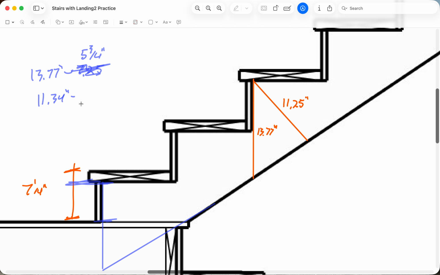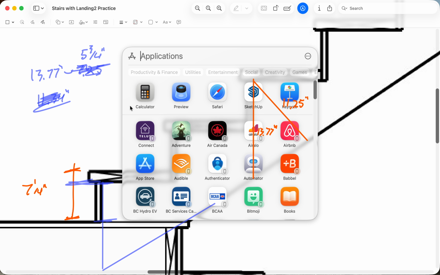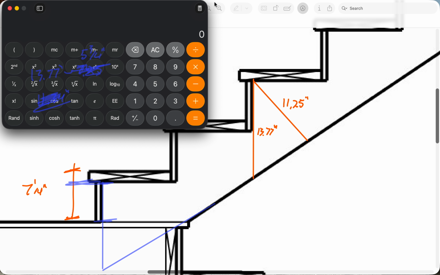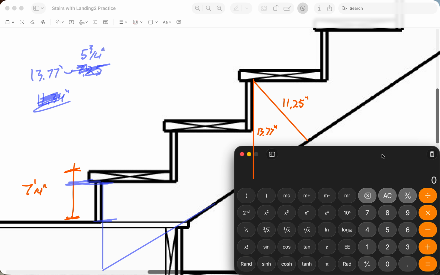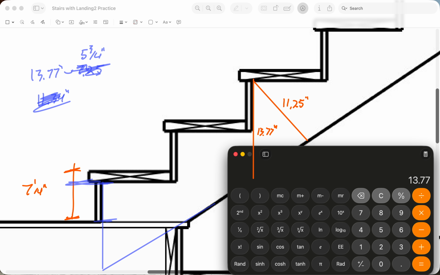Okay, and oh no, what am I saying? Oh gosh, sorry guys, I messed up there. Let me just pull up my calculator. I'm all mixed up on my worksheet here. So 13.77 minus 5.75. Okay, 8.02. So what we have left, I'm all messed up. So sorry, guys. Down here is 8.02 inches of height.